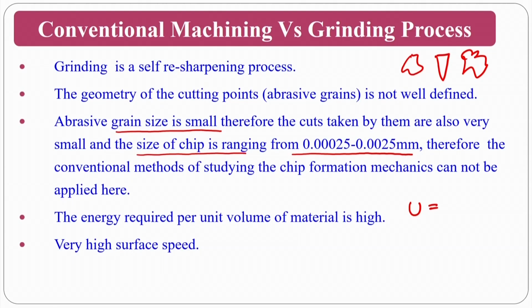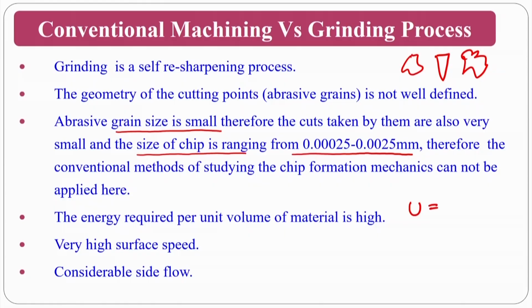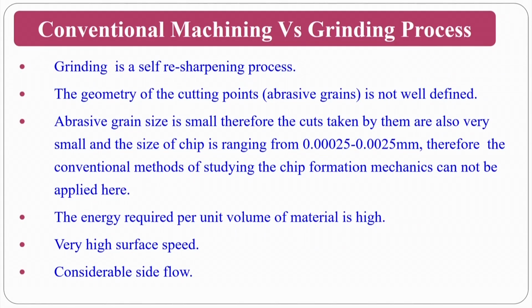So, high surface speeds. Normally in a lathe process, you may go for 1000 RPM or something, but anyhow you have to calculate it into meters per second or meters per minute. In this case, it will be like 3000 RPM or 4000 RPM. There are some grinding wheels which go around 10,000 RPM also. So, there is considerable side flow because abrasive particles have a mechanism called ploughing. I will come to it in the upcoming slides, because of which side flow will occur.